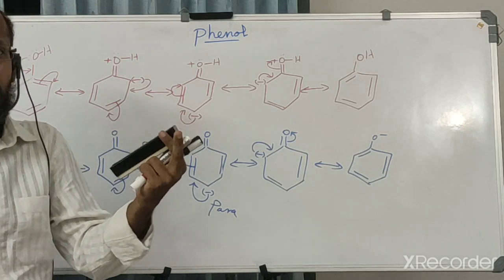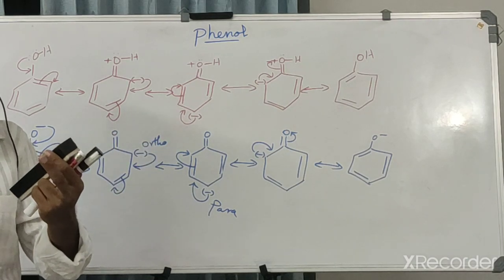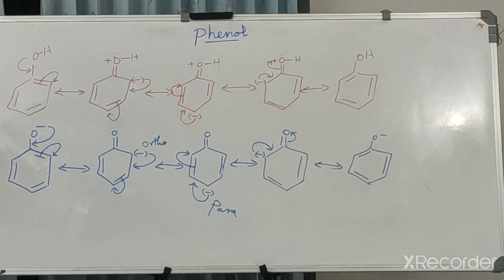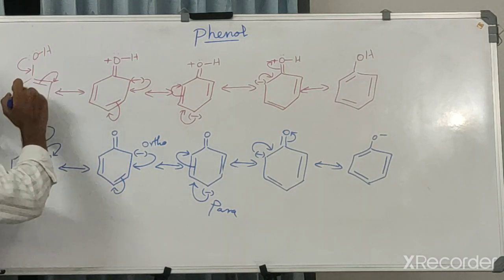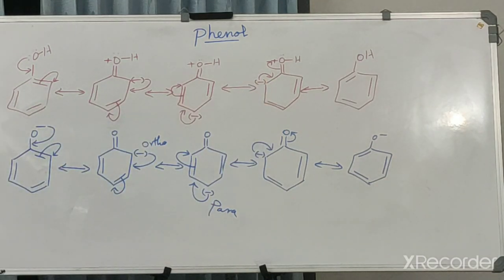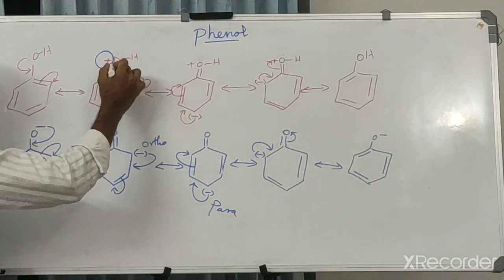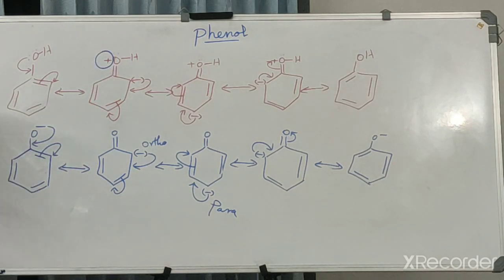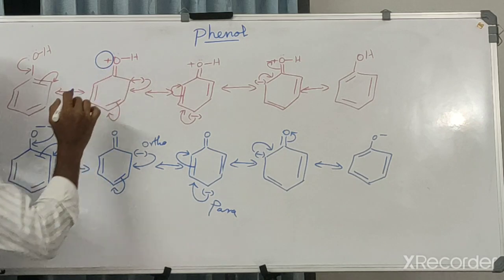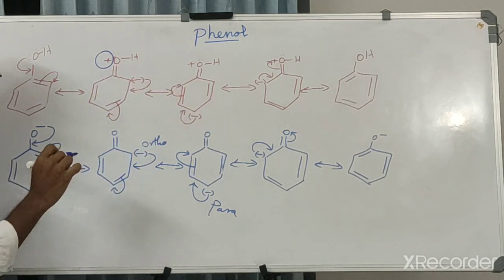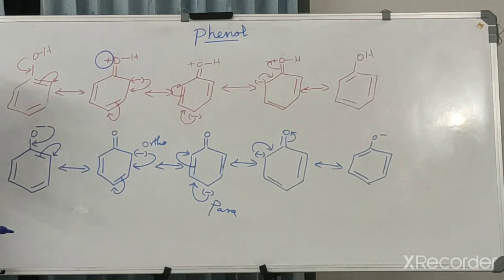So the actual structure is the contribution from all these structures, but the more stable structure will get more predominance in the resultant structure. So we can compare these two structures, this is phenol itself. If you are comparing the resonating structures, we can see that here on this benzene-attached oxygen, you are having one positive charge. We know that the most electronegative atom in all these combinations is oxygen, compared to hydrogen and carbon. Oxygen has the highest electronegativity. So in these resonating structures, we are keeping a positive charge on oxygen.